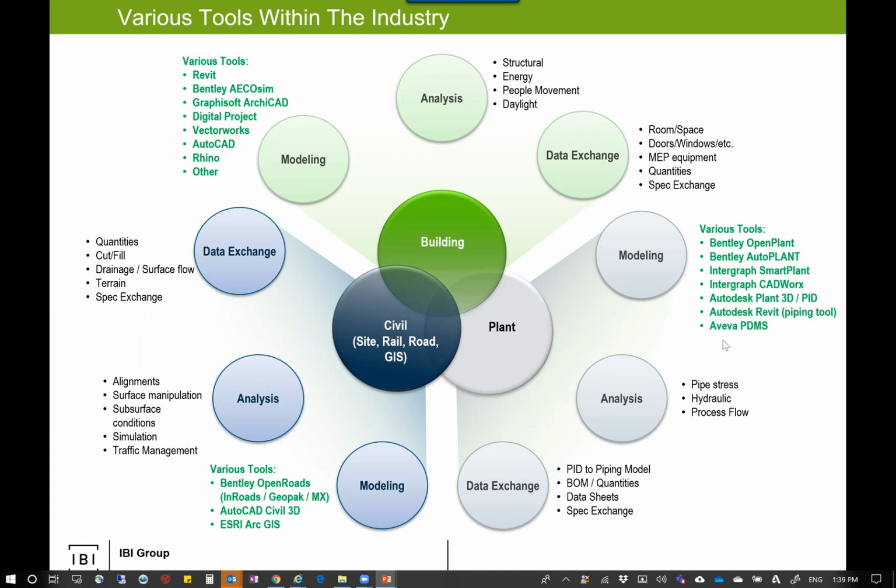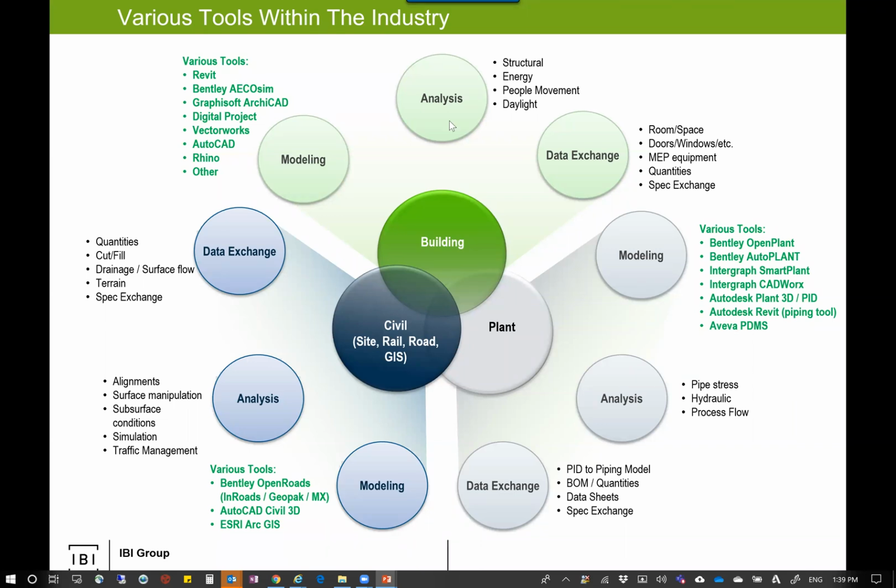And look at the breadth of apps that are available. OpenPlant, AutoPlant, SmartPlant, CADWorx, Plant 3D, a little bit of Revit. And I say that with a cringe because they're trying to introduce the P&ID tool starting in 2018, and PDMS. A lot of applications. So when we get later on down the road and we talk about collaboration, a lot of people can visualize, how do I collaborate when everybody's in Revit?